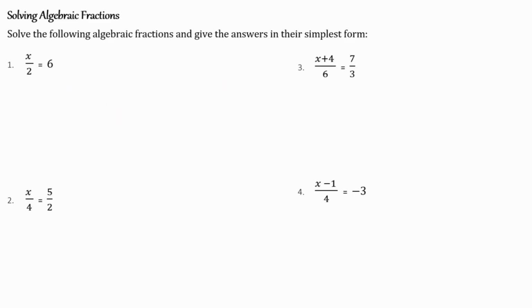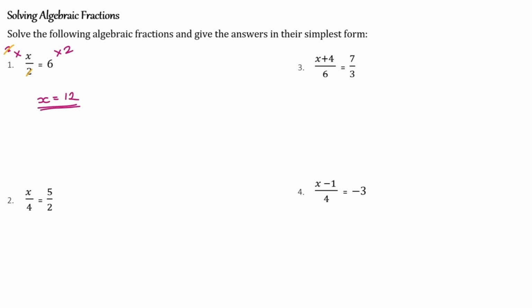So here we have to solve the following algebraic fractions and give the answers in the simplest form. Number 1 is x over 2 is equal to 6. So the first thing we want to do is to make sure that our letters that we are looking for are not over any denominator. So we want to try and make these algebraic fractions into linear equations. So first, in order to get rid of the 2 in the denominator, we are going to multiply each side by 2. The 2's on the left-hand side cancel out, so we are left with x is equal to 6 times 2, which is 12.